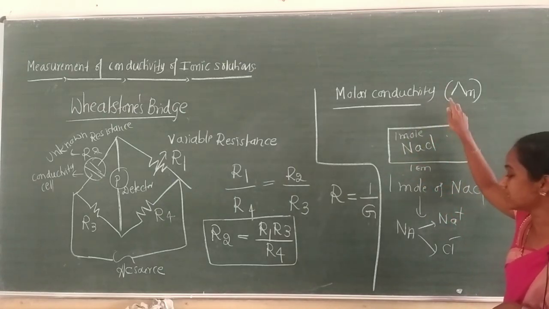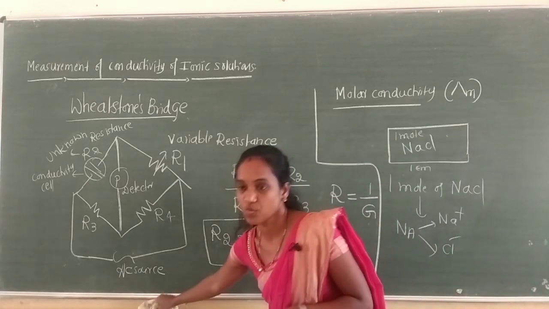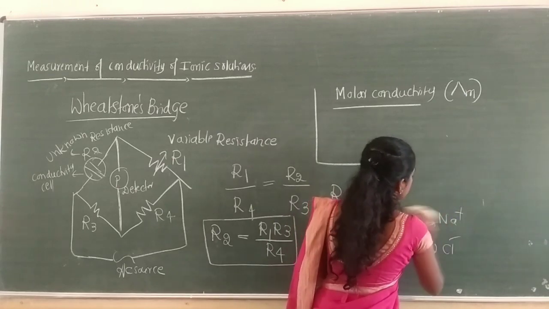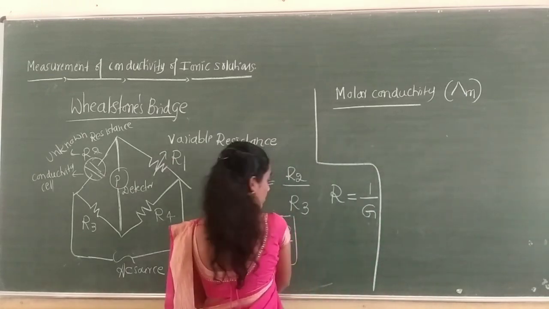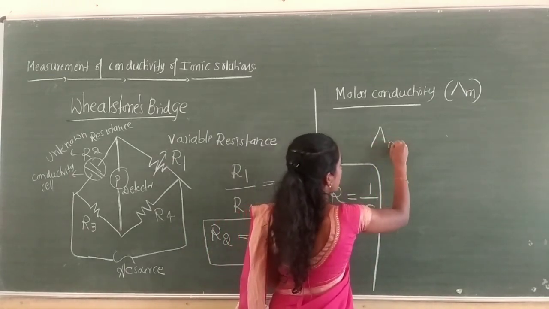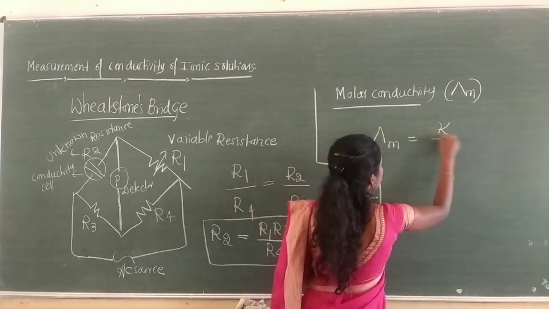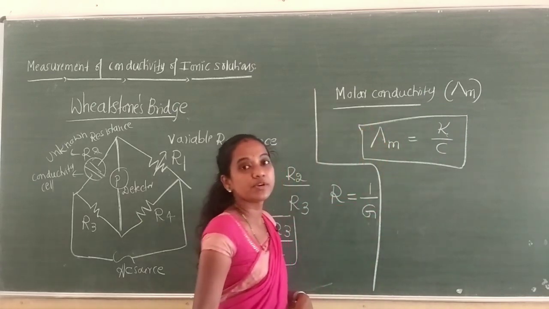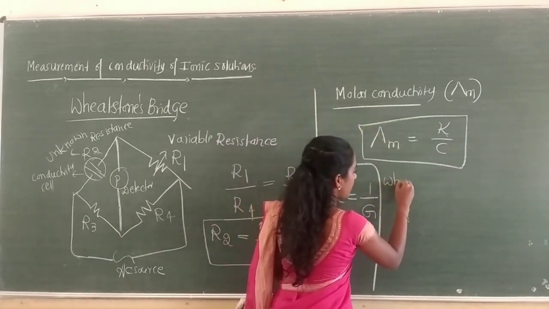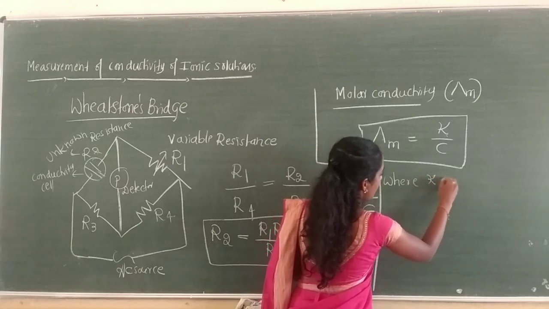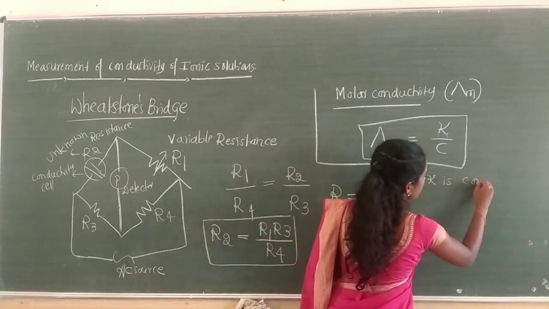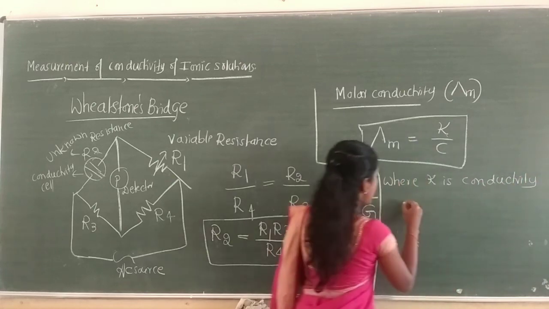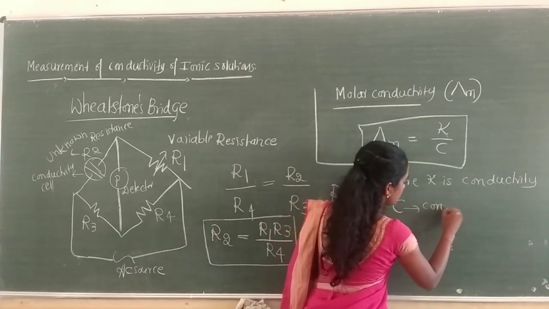The symbol used is lambda m, that is molar conductivity. What is the formula? Molar conductivity lambda m is equal to K by C. Very, very important formula. Lambda m is equal to K by C, where K or kappa is conductivity and C is concentration.